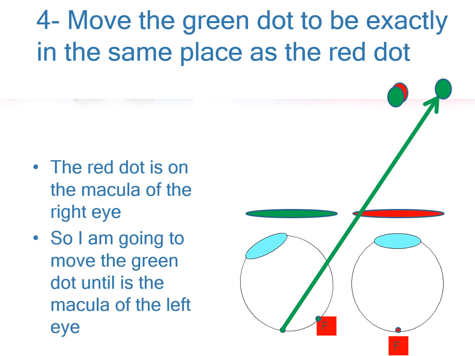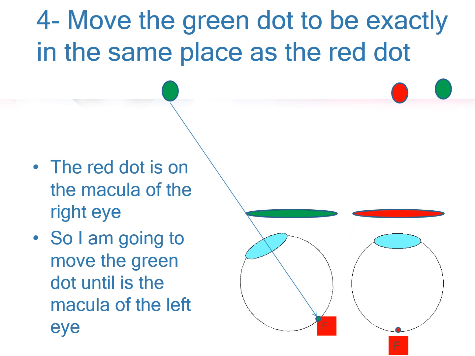The patient is then asked to move the green dot to be exactly on top of the red dot. The brain will now think the image of the red dot is on the fovea. This means that the red dot is in front of me. So I am going to move the green dot until it falls on the fovea of the left eye. Once the image of the green dot is on the fovea of the left eye, the brain will assume that it is also in front of him. This means to the brain that both the red and the green dots are exactly in the same place.